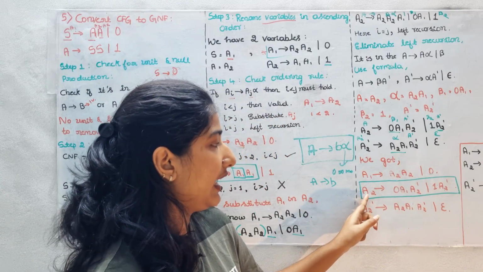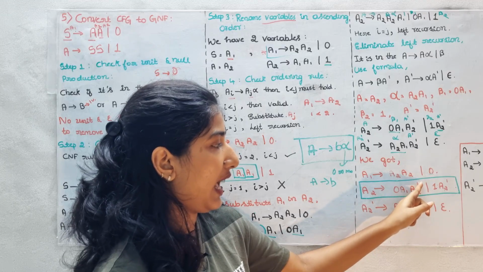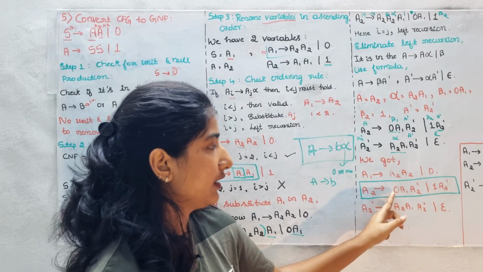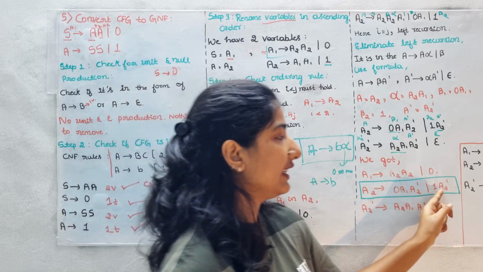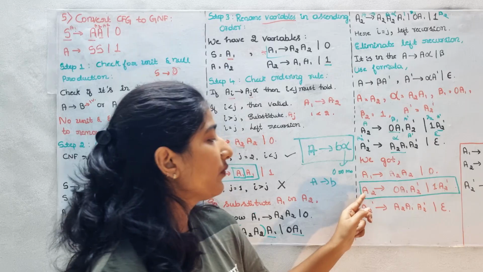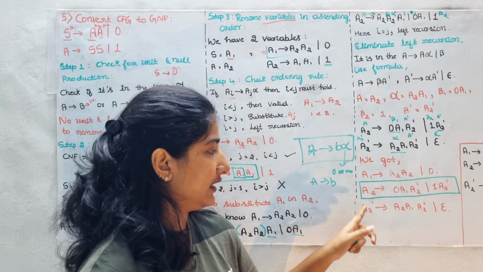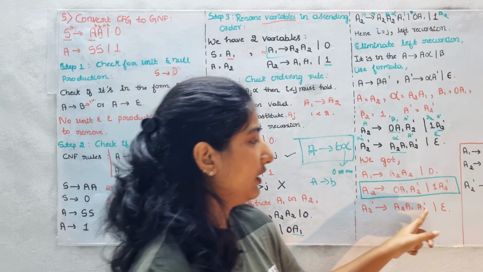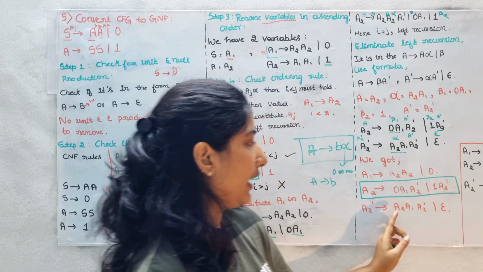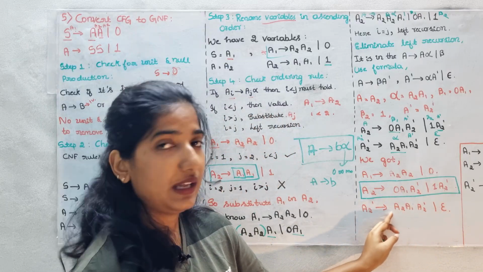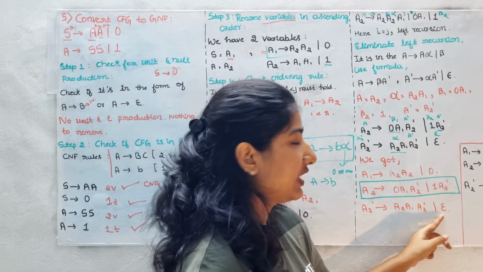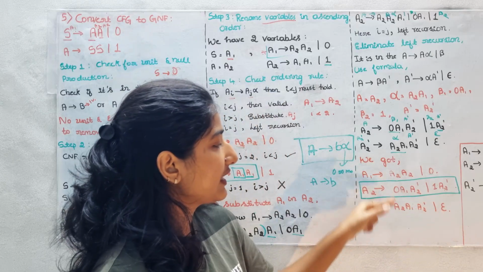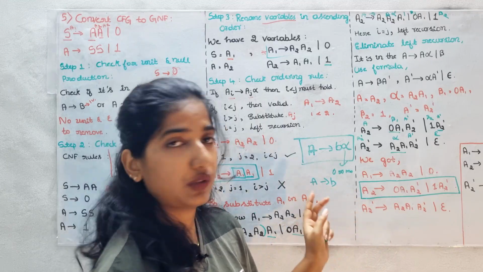And then look here, A2 derives 0 A1 A2 dash or 1 A2 dash. 0, 1. Both are terminals. After that we can have any number of variables. So this A2 is valid. And A2 dash derives A2 A1 A2 dash or epsilon. This is not valid because starting we have variable and epsilon is not allowed in GNF. So we have to fix this and this. Let us do that. Okay.